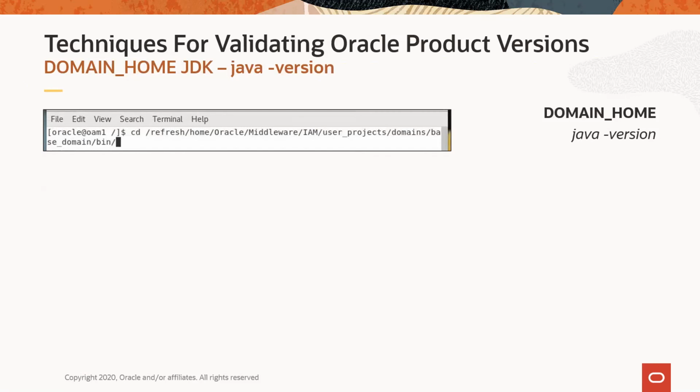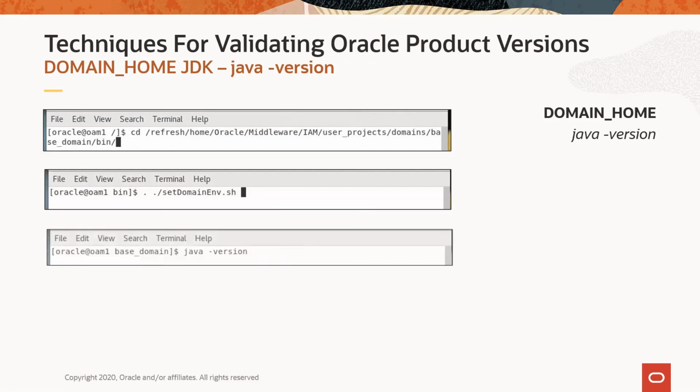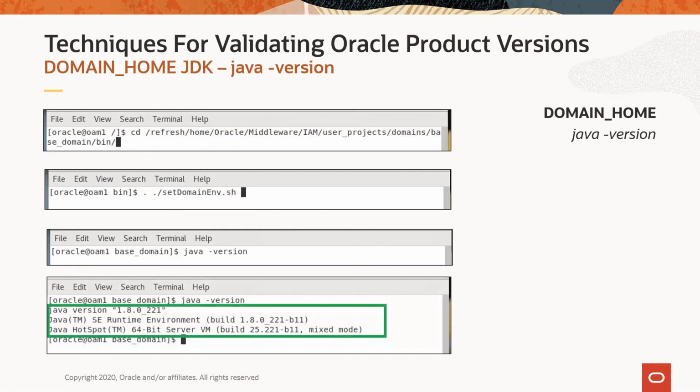To validate the version of the JDK used by the domain home, use the java -version command. From the command prompt, change to the Oracle home user projects domains base domain bin directory. Source the set domain env script, then execute the command java -version. This returns the JDK version used by the domain. Note this returned the same value as the JDK used by the OAM binaries, as shown in the previous slide, as expected.